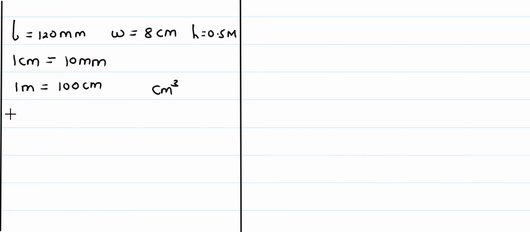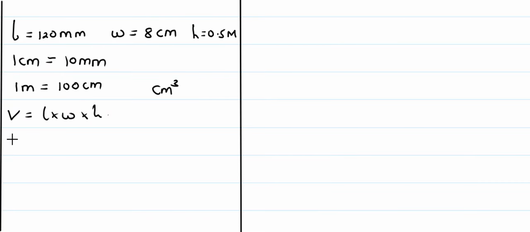So we already know volume of a cuboid is given by length multiplied by width multiplied by height. And then finally, our answer should be in centimeter cubed. So as we start the calculation, all the dimensions need to be in centimeters. To do so, we already know 1 centimeter is equivalent to 10 millimeters. So we have length here, which is 120 millimeters. We need to change it to centimeters.